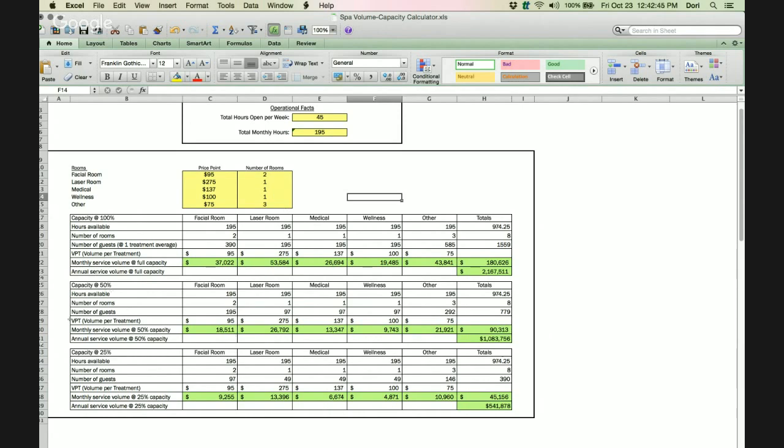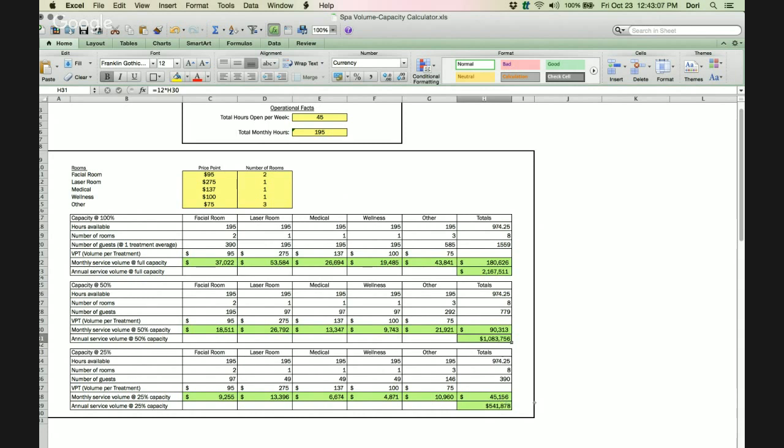Now, if you're only operating at 50% capacity, this is how much revenue, again, you could be generating out of each room. So this place at 50%, basically, you'll be able to make 1.83 million. And then if you're operating at only 25% capacity, then you're making about 500,000 a year.